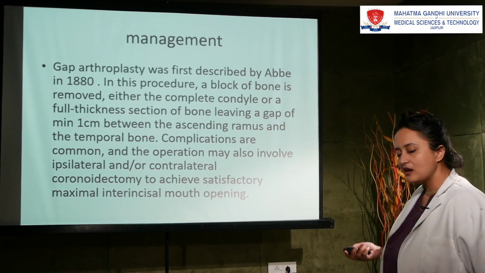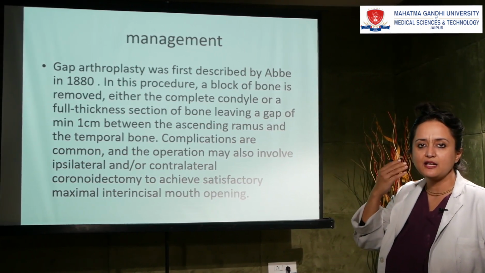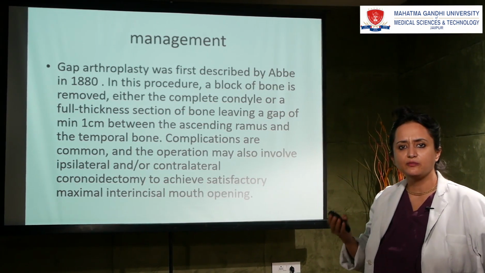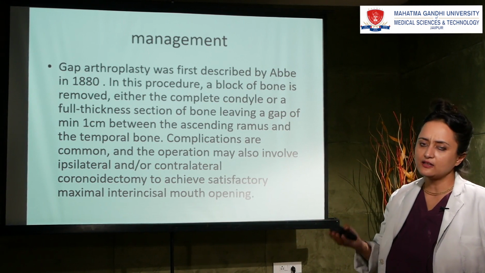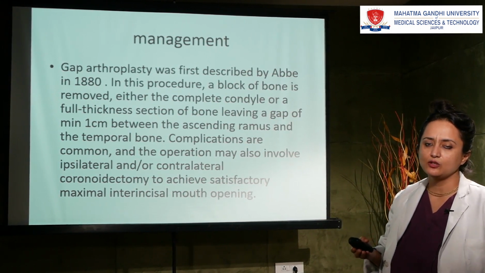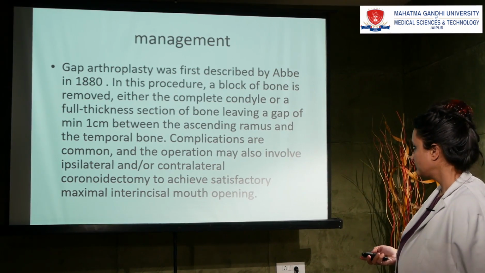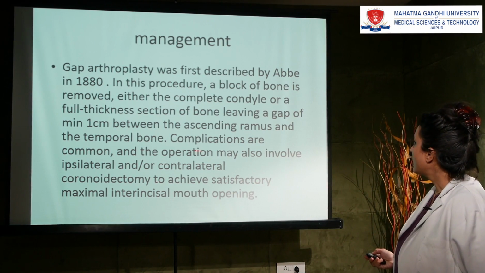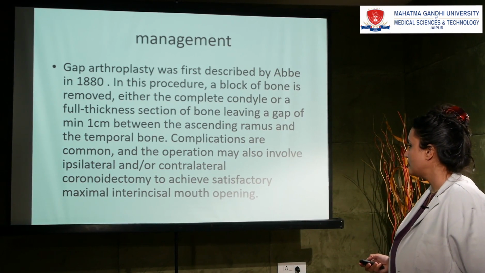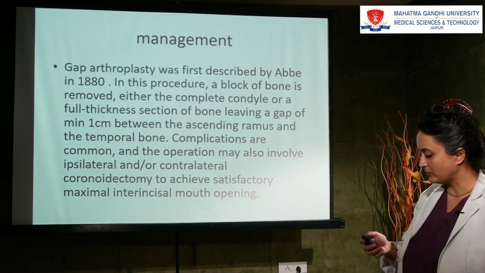Complications are there. The internal maxillary branch of the carotid passes just medial to the condyle. So many times we experience a lot of bleeding, which we can control by pressure or with a gauze piece and waiting for some time. Usually it is controllable. Complications are common, and the operation may also involve ipsilateral or contralateral coronoidectomy to achieve satisfactory maximum interincisal mouth opening.